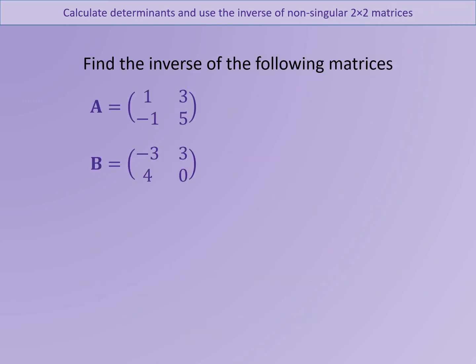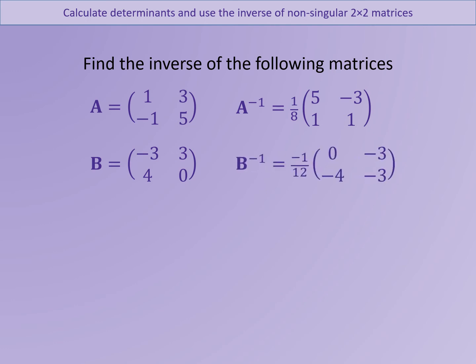I'm now going to define two more matrices. A is 1, 3, minus 1, 5, and B is minus 3, 3, 4, 0. I'd like to pause this slide and work out the inverse of each matrix. Okay, so the inverse of matrix A is given there. It's an eighth of 5 minus 3, 1, 1. And the inverse of B is minus a 12th of 0, minus 3, minus 4, minus 3.